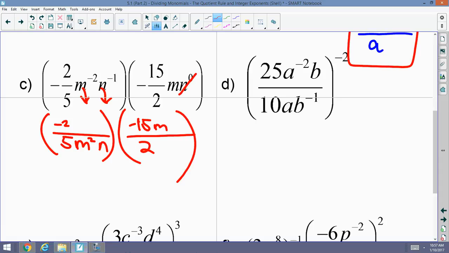Now, you ready? Because here's the magic. 2 goes into negative 2, negative 1 times. 5 goes into 5 one time. It goes into negative 15, negative 3 times. I can get rid of 1 m in the numerator and 1 m in the denominator. And I'm going to be left with 3 over mn.